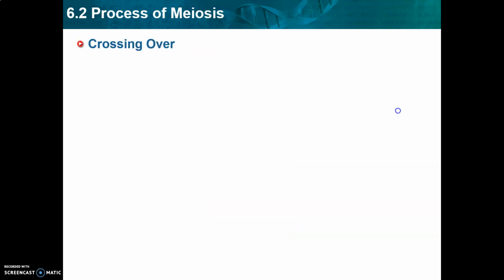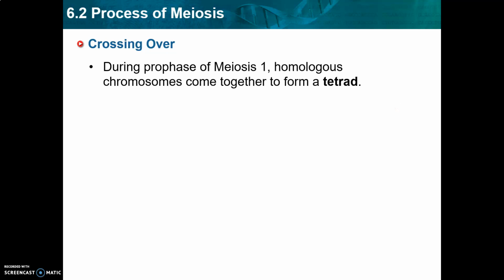Now, during meiosis 1, we have a process called crossing over. And this is when 2 homologous chromosomes come together to form what we call a tetrad. Tetra means 4, and each homologous chromosome has 2 sister chromatids, so all 4 chromatids together. That's where the name tetrad comes from.